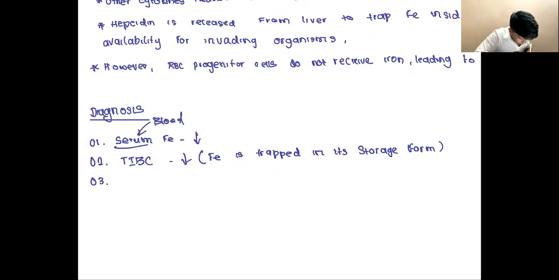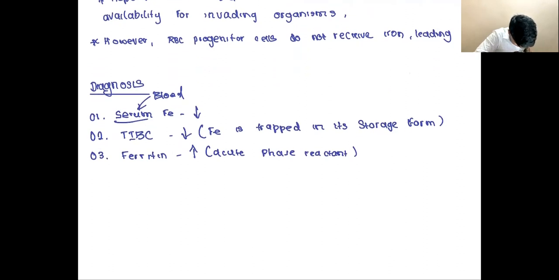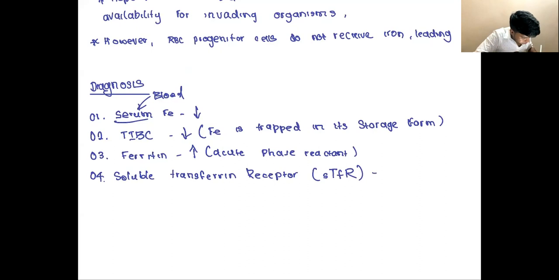The next one is ferritin. It will be increased because it is an acute phase reactant. Next, something called soluble transferrin receptor. Look at how I write this: sTfR. This is normal.